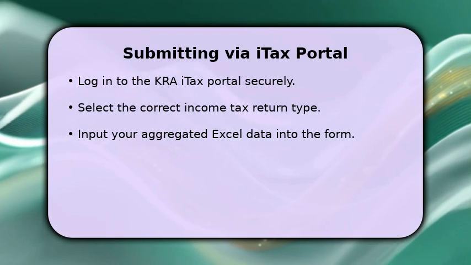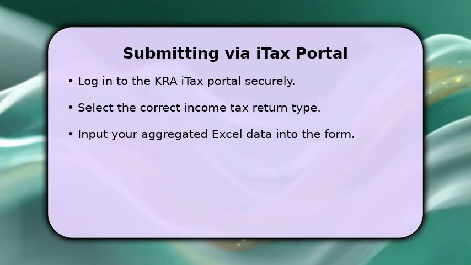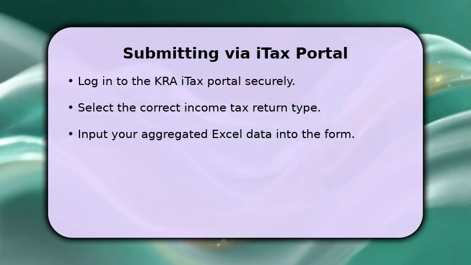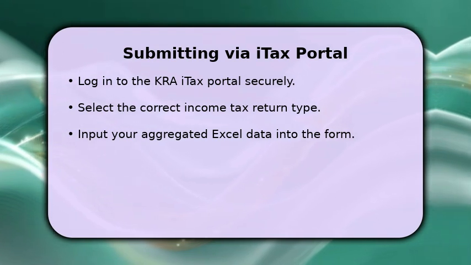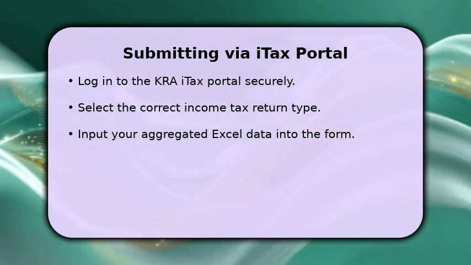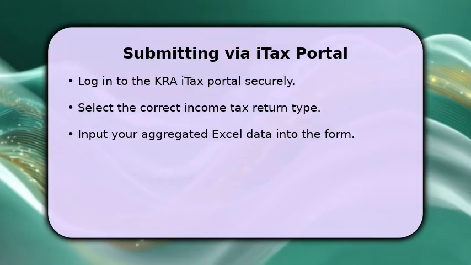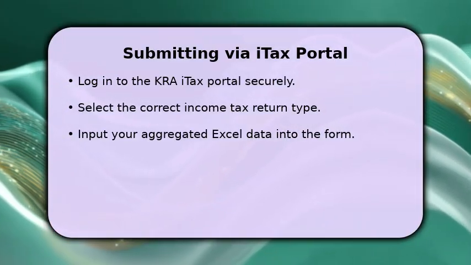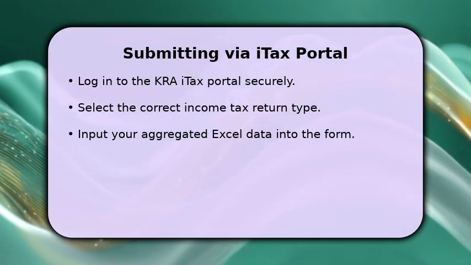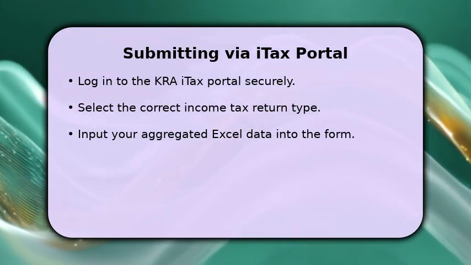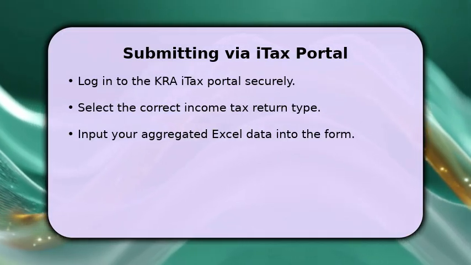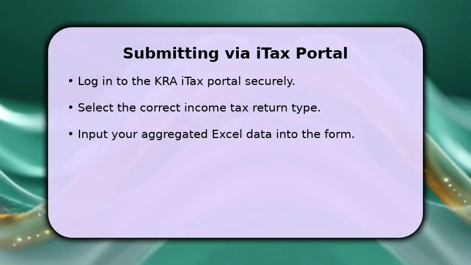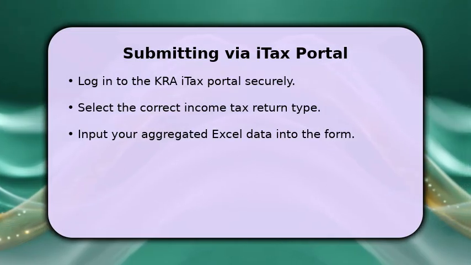With your Excel sheet ready, log into the KRA tax portal using your KRA PIN and password. Navigate to the File Return section and select the appropriate income tax return for individuals. Carefully input the annual totals from your Excel sheet into the corresponding fields on the tax form. Take a moment to review all entries, declare the information is correct, and then submit your return.